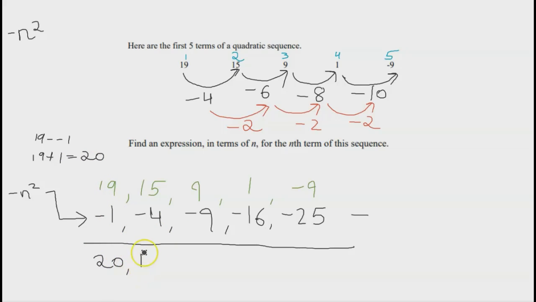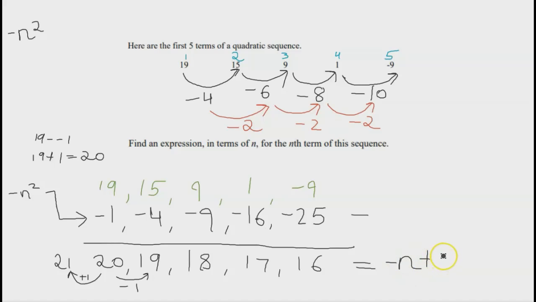Same for this one, you'd have 19, this one 18, this one 17, this one 16. It's clearly going down by 1, and if you add 1 to get to your 0th term, as you do in linear sequences, you'd get 21. So the nth term for this would be minus n plus 21, and our final nth term will just be minus n squared minus n plus 21.